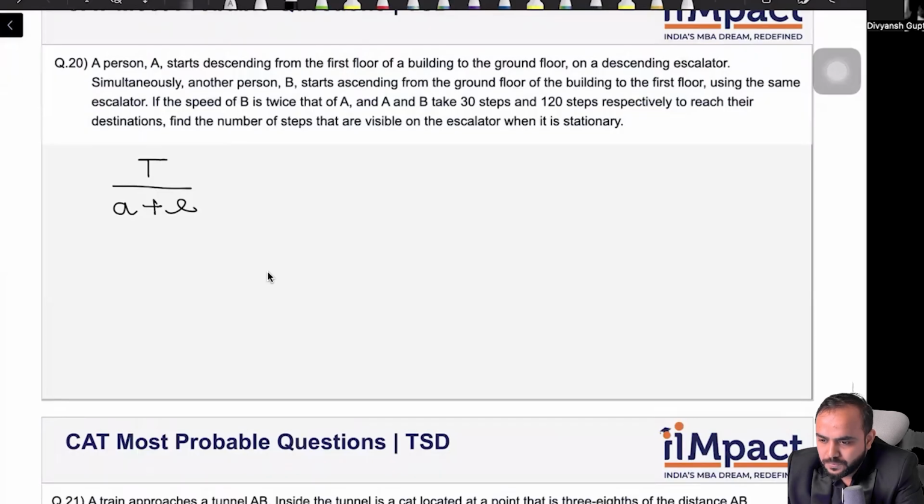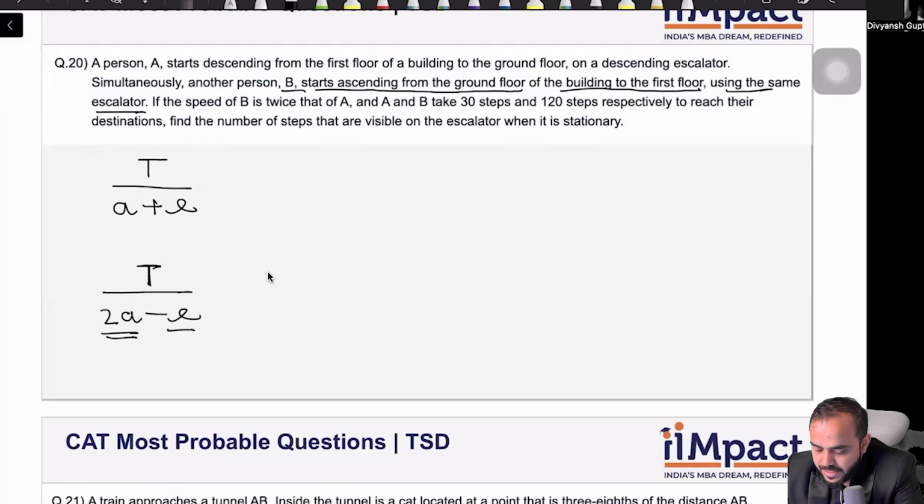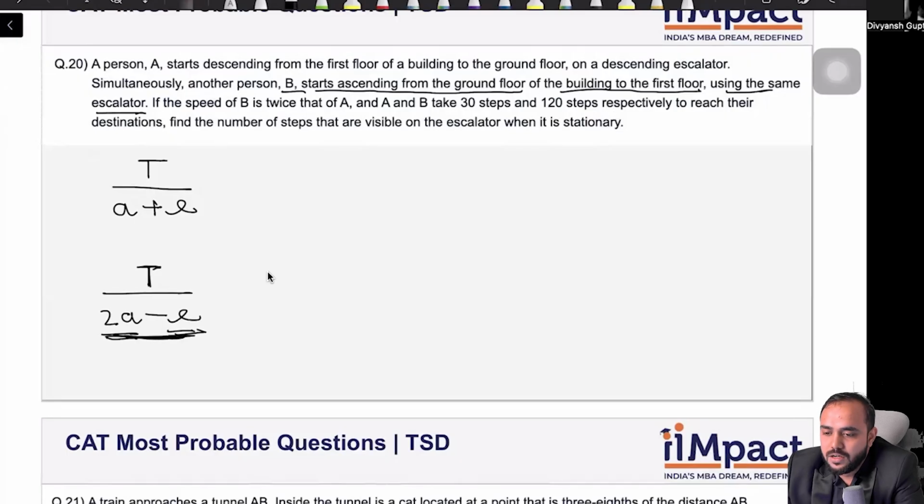Another person B starts ascending from the ground floor of the building to the first floor using the same escalator. So, the same distance will be covered by this person B. However, their speed will be 2a minus e. So, twice the speed of A would be the speed going up, which will be the intention of person B. However, the escalator will try to bring him down because the escalator is descending. So, this will be the total effective speed of person B.